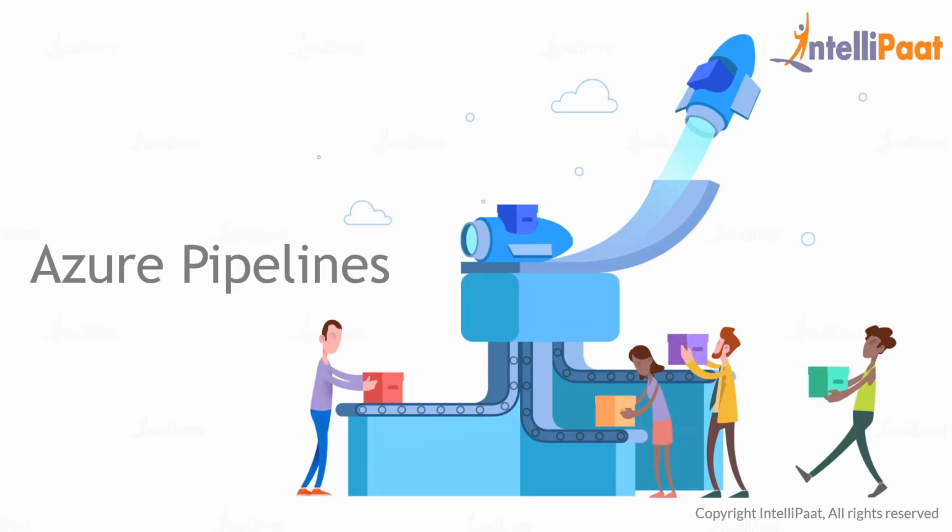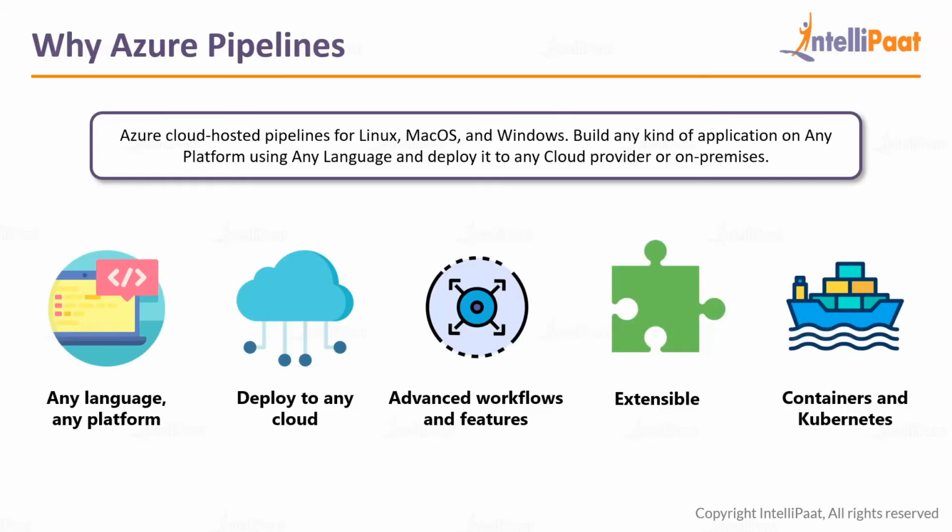So we've looked into the 4 tools, and the most important and the highly used tool in Azure DevOps is Azure Pipelines. So Azure Pipelines is the tool which is used to create a CI/CD pipeline. First of all, Azure Cloud Hosted Pipelines for Linux, macOS, and Windows.